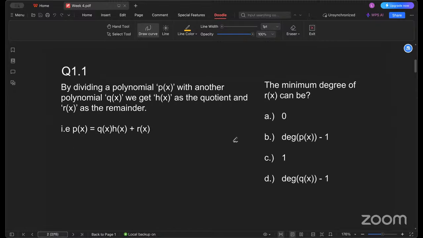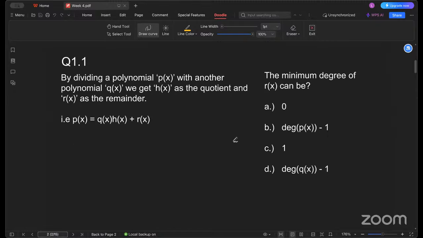So today's session, we are going to see few problems from week 4. Most of the questions are based on polynomial functions. The first question is that by dividing a polynomial p of x with another polynomial q of x, we get h of x as the quotient and r of x as the remainder. So what is the relation between their degrees? Mainly they are asking about the minimum degree and maximum degree of r of x.